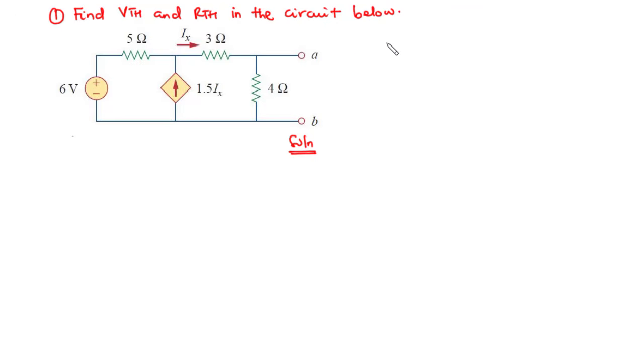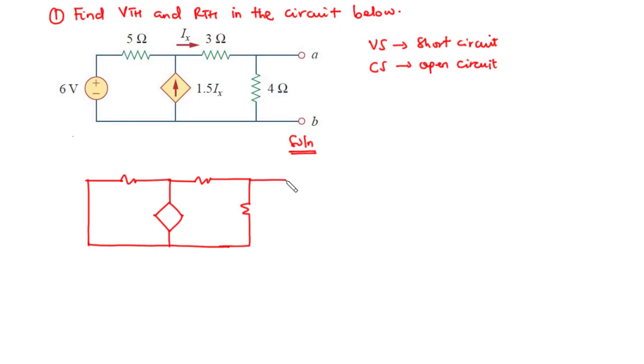So you know that whenever you deactivate a voltage source, you represent that with a short circuit. And whenever you deactivate a current source, you represent that with an open circuit. So that is the first thing we are going to do. We are going to redraw this circuit, deactivating the 6-volt source. So after redrawing the circuit, deactivating the 6-volt source, we are going to move on to find Rth.